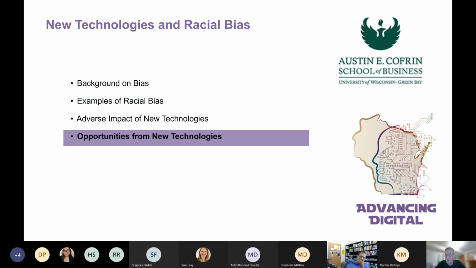Let me again stop here briefly and see if there are any questions about these examples of racial bias in new technologies. Oliver, I have a question.